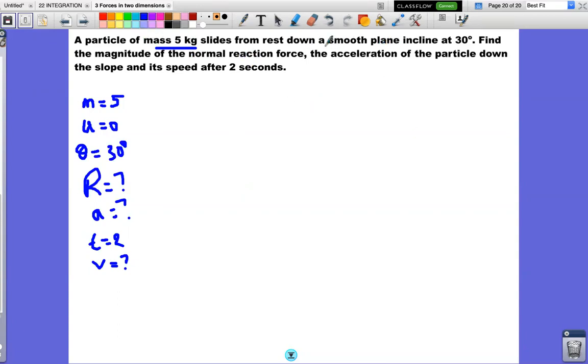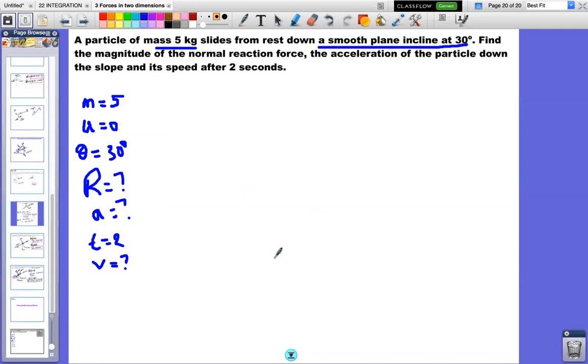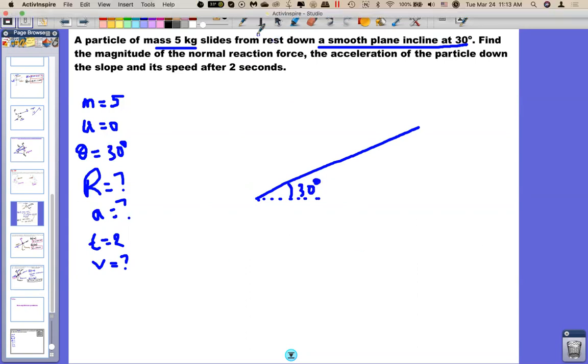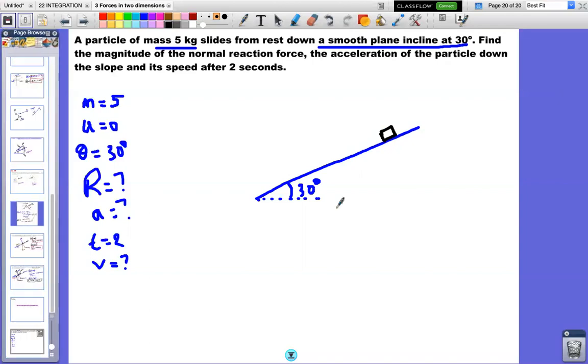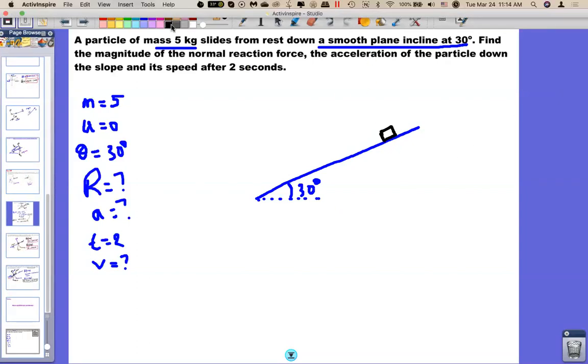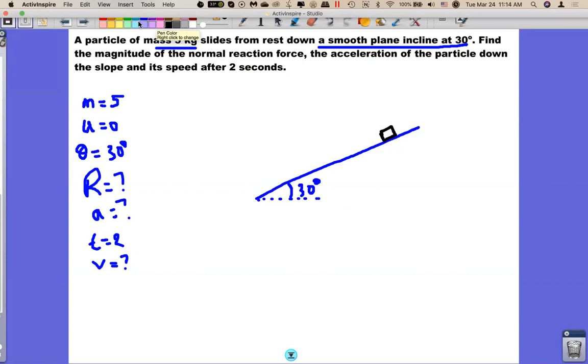It is sliding down a smooth plane. The plane is very smooth and it is inclined at 30 degrees. So here is your smooth plane, inclined at 30 degrees. And there is a particle on this plane. All you do is find all the forces on the particle.